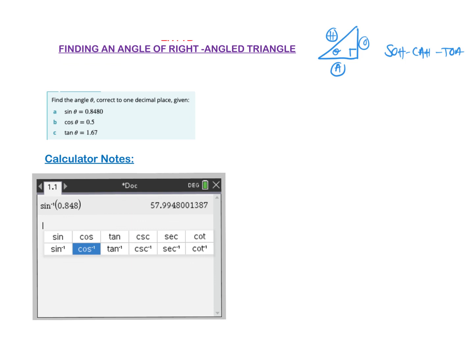So first of all, when we are finding the angle, what we use is the inverse of the sine, cos and tan buttons. What the inverse means is when you see sine to the -1, or cos to the -1 and tan to the -1, that means the inverse trig function, we'll call it, yeah?